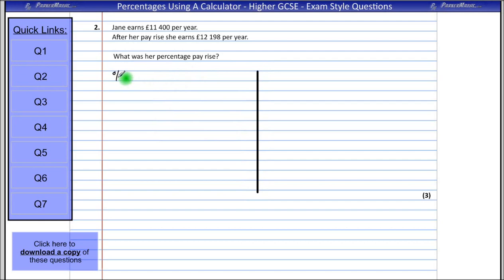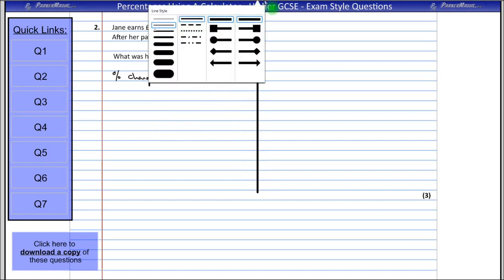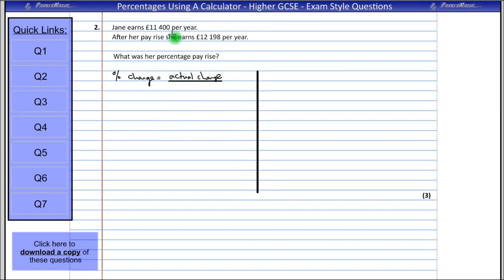The formula for percentage change is the change, so the difference between the two amounts, which I'll call the actual change, and you divide that by the original amount. That's like writing the change as a fraction, and then you times it by 100 to turn it into a percentage. So let's work out our actual change.